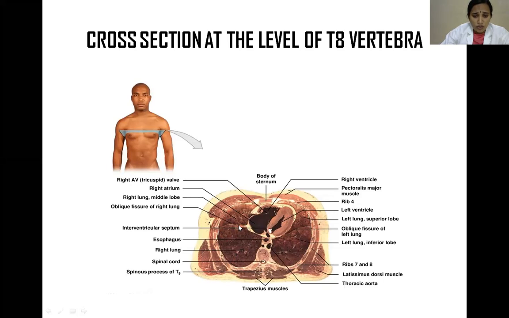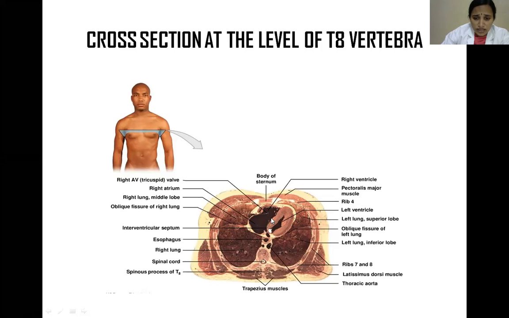Okay, here you can make out this fissure. These are the oblique fissures of the right lung and the left lung. Okay, and come to the median structure. Just behind the sternum, you are going to see the section of the heart. In this, you can make out this is the right atrium, whereas this is the right ventricle. This is the left ventricle. So there are three chambers here: right atrium, right ventricle, left ventricle.